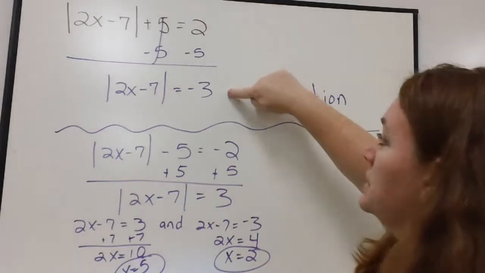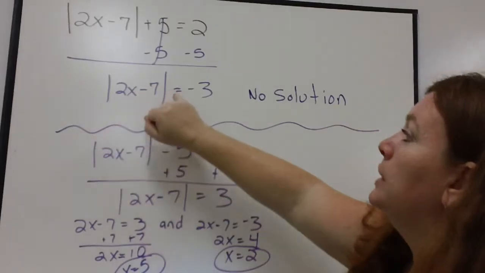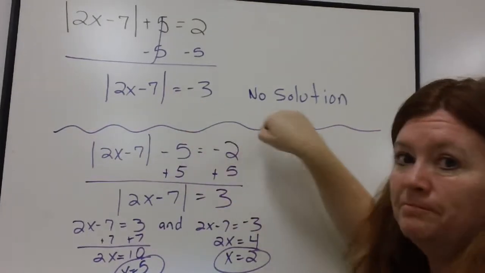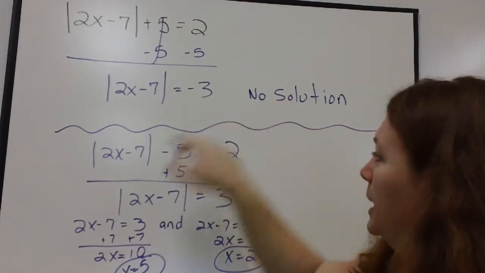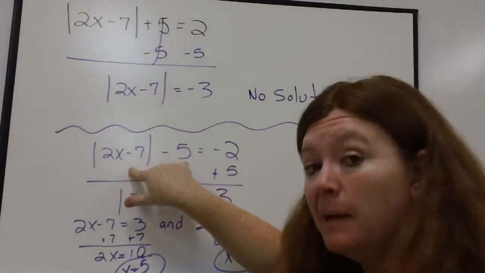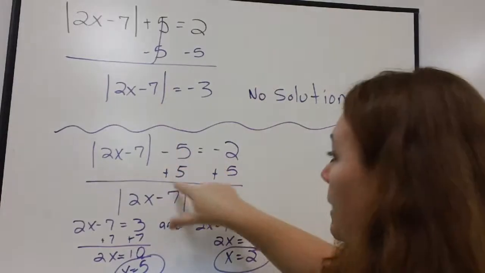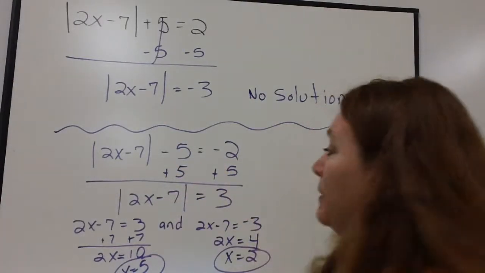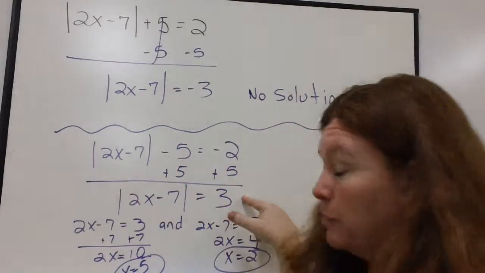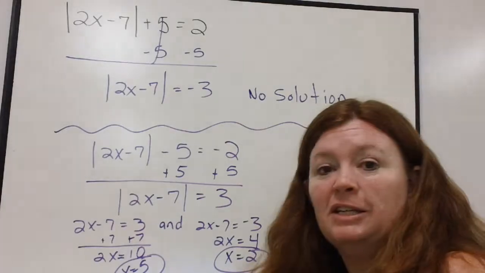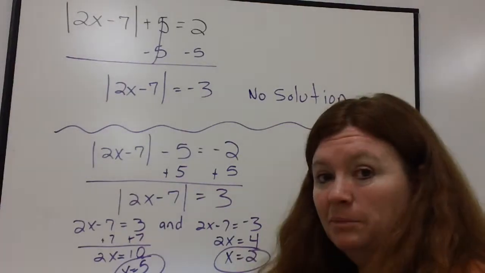So in this case, the absolute value is equal to a negative. Doesn't work. No solution. In this case, the absolute value is not equal to a negative. After I move that minus 5, I find that it is equal to a positive 3, and I can then continue and solve this problem.